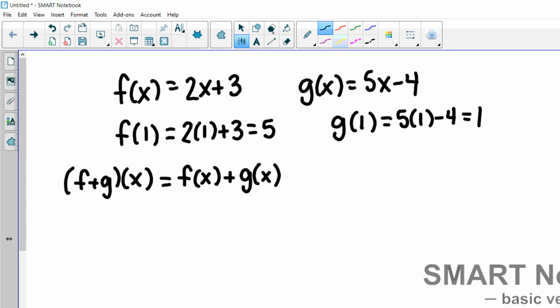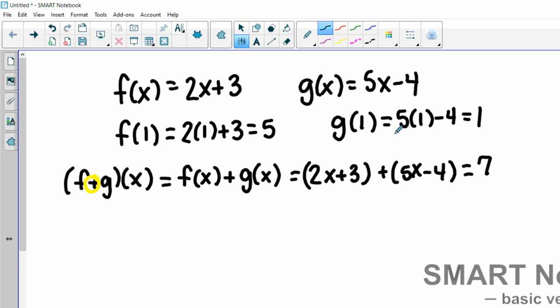Okay, if I'm asked to find f plus g of x, that means I take f and g, and I'm going to add them together. Now we should know how to do this from previous material that we've already covered. If I'm going to add a polynomial to another polynomial, then all I do is combine the like terms. So 2x and 5x gives me 7x. 3 minus 4 gives me negative 1.